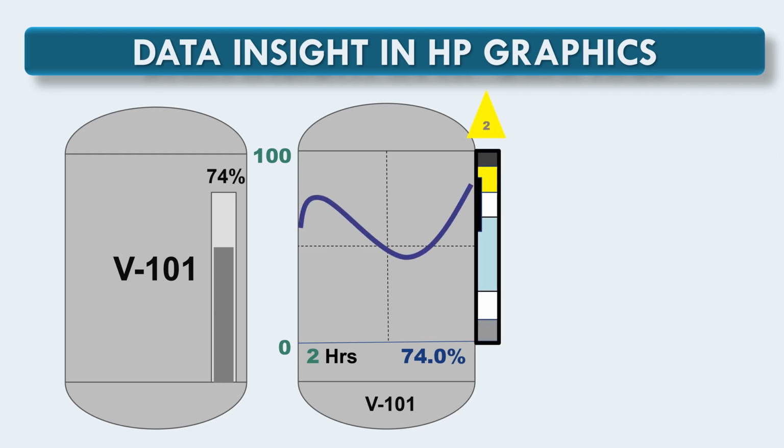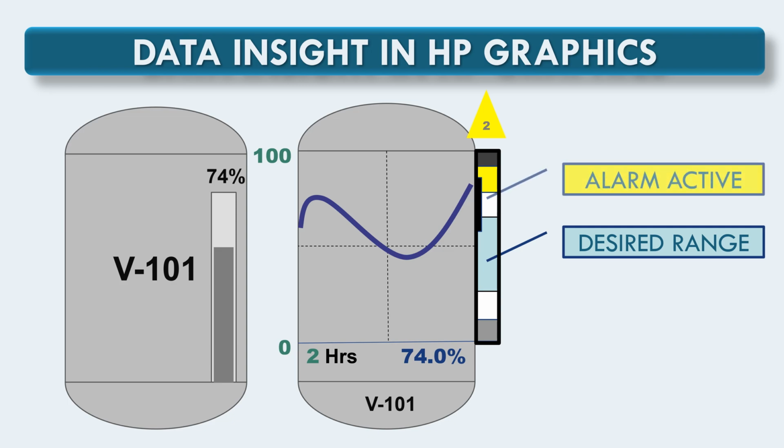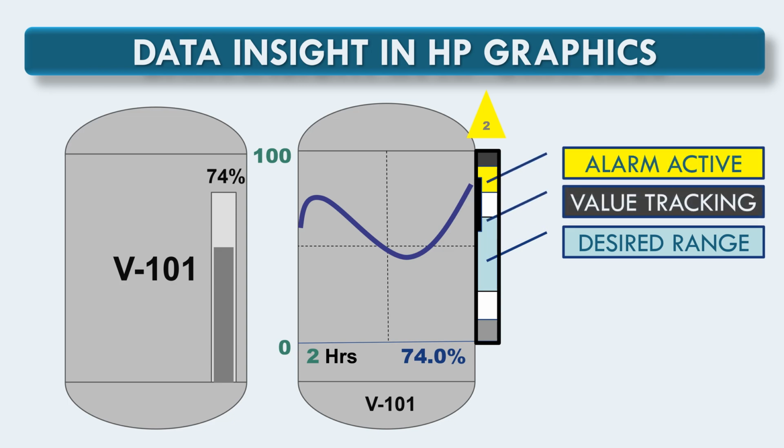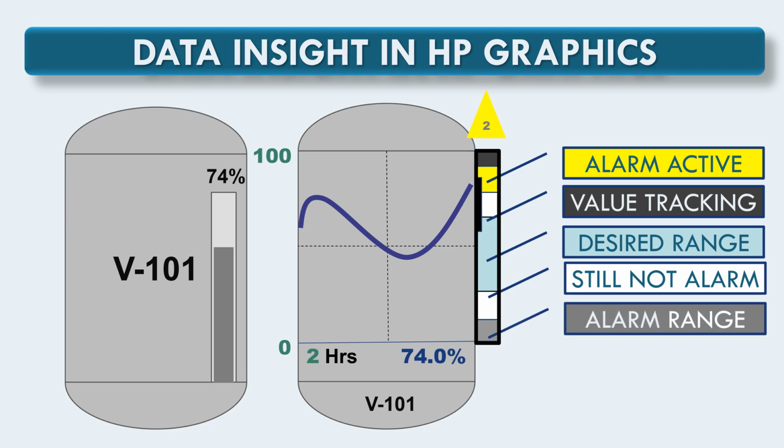Firstly, the live trend graph displays the level over time, allowing operators to observe its behavior. Additionally, an analog indicator is utilized, which incorporates various visual elements. The desired range for the level is depicted in light blue, enabling operators to quickly identify if the value is within the target range. If the value falls into the alarm region, it is indicated accordingly.